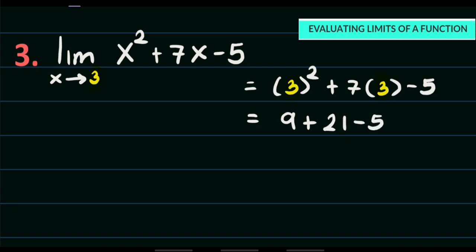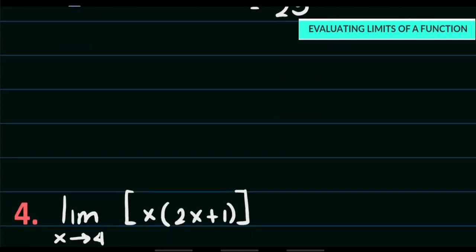After that, add and subtract. Again, add or subtract from left to right. So 9 plus 21 is 30. 30 minus 5 is equal to 25. So this is the final answer. So meaning the limit of x squared plus 7x minus 5 as x approaches 3 is equal to 25. Okay? Next, example number 4.